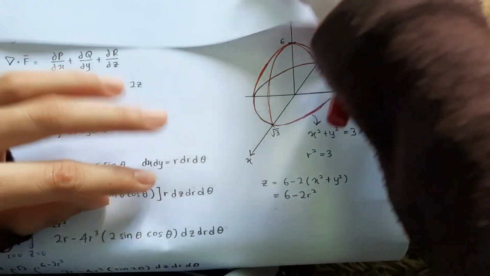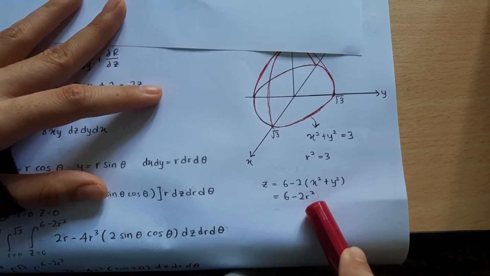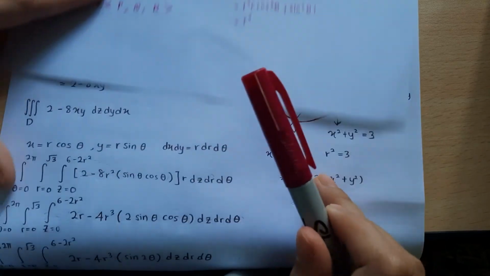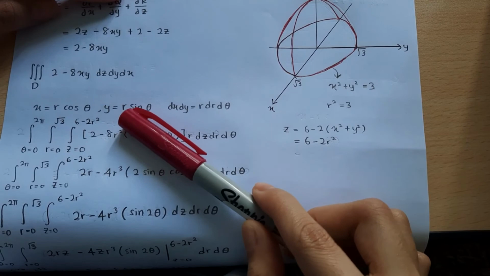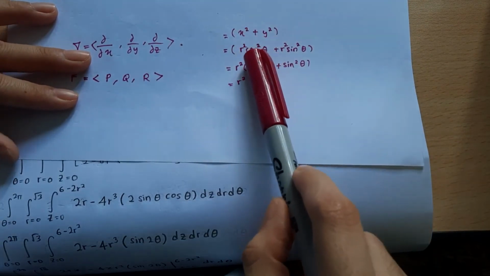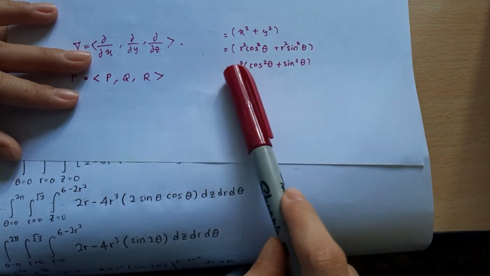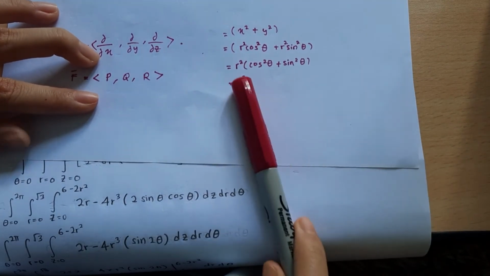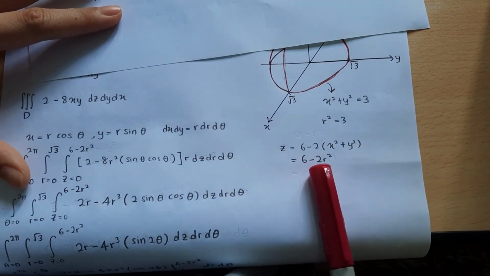So here x squared plus y squared, we can rewrite as r squared, because we know that x is r cos theta and y is r sin theta. So when we substitute that, we will get r squared cos squared theta plus r squared sin squared theta, and we put the r squared outside, and then this becomes 1 and we get r squared. That's why our z is 6 minus 2r squared.